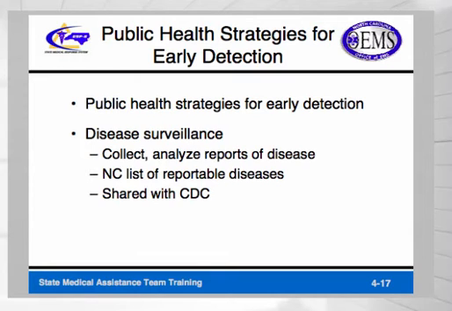Control measures focus on interruption of the means of transmission and could include actions such as restaurant closures, a boil water order, immunization or treatment of exposed persons, and identification and treatment of sexual partners, to name just a few.